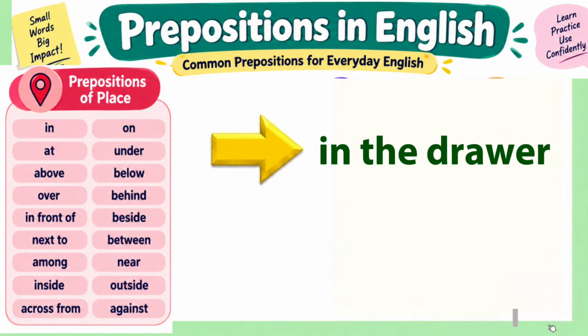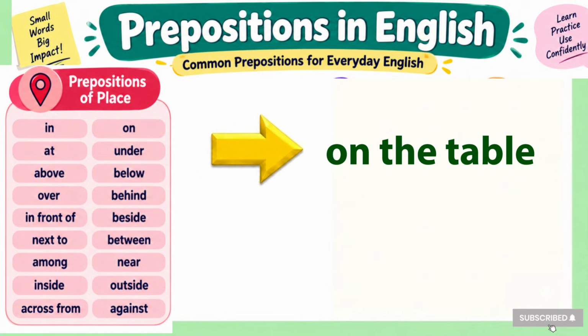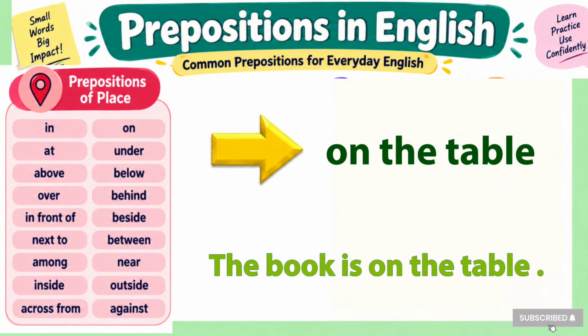1. Prepositions of place. In. For example, in the drawer. The keys are in the drawer. On. For example, on the table. The book is on the table.